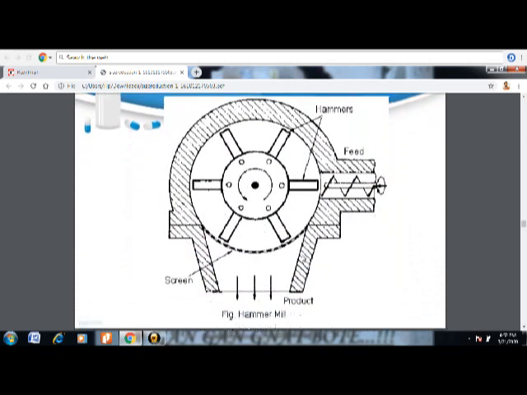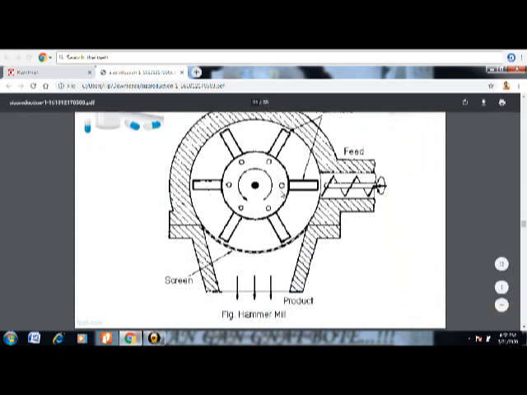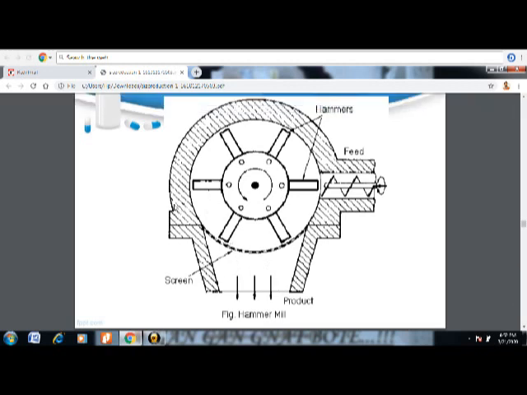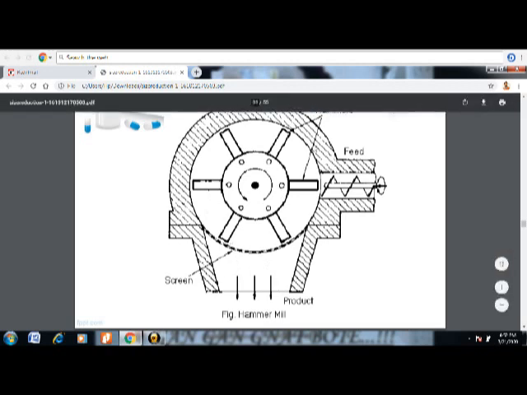Now the second point is the construction of the hammer mill. See, this is the diagram of the hammer mill. It consists of a metallic casing which is generally 0.1 to 1 meter in diameter. In this metallic casing, in the center, there is a metallic shaft. To this metallic shaft, these hammers are attached.